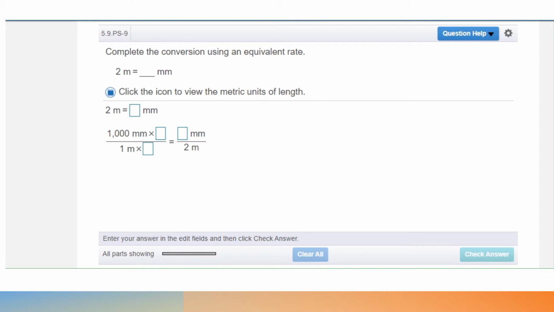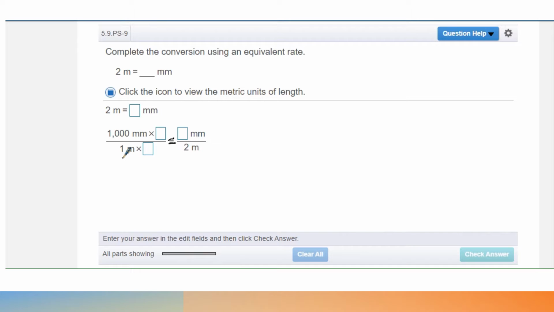So for this conversion, you want to convert 2 meters into millimeters. So this is the conversion factor right here. No need to open up the table and look at it because they already have it set up. So what you have to think about is, since there is an equal sign in the middle, you want meters to be equivalent to meters.